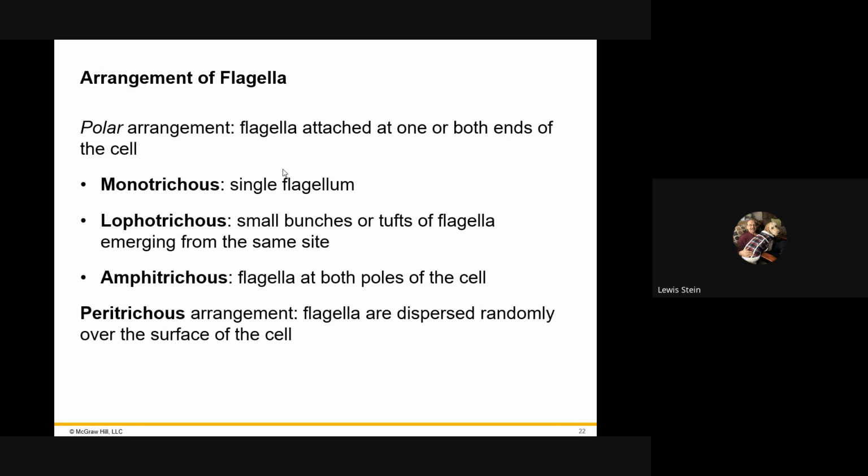Lopho is a small tuft. That's what we have. Mono's pretty obvious. Trichus is like here. Amphi, to me, that's like ambidextrous. One on each side, one on each pole. Sometimes it's a tuft on each pole. And then peritrichus, it's surrounded.